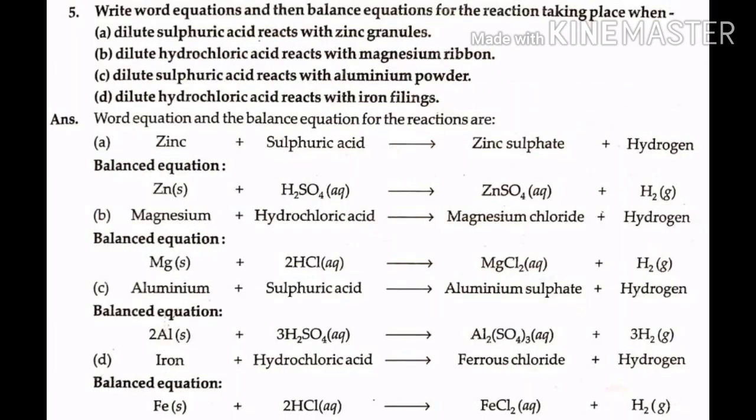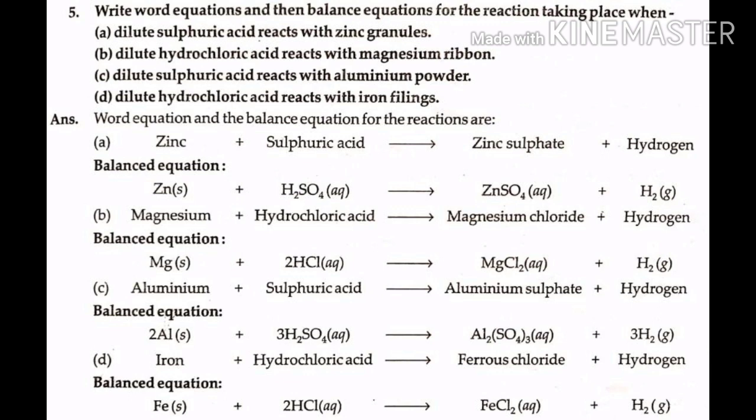Page number 32, question number 5. Write word equations and then balanced equations for the reaction taking place when A. Dilute sulfuric acid reacts with zinc granules. B. Dilute sulfuric acid reacts with magnesium ribbon. C. Dilute sulfuric acid reacts with aluminium powder. D. Dilute hydrochloric acid reacts with iron filings.